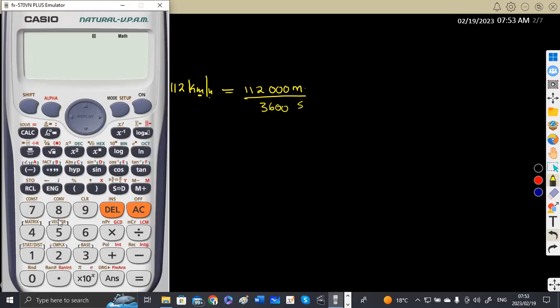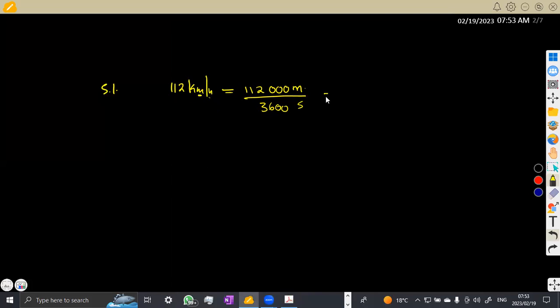Let's try to divide and see what we're going to have. 112,000 divided by 3,600, we are going to obtain 31.111 and so on, which you can just write as 31.11 meters per second. Or you can use this conversion: 1 meter per second is equal to 3.6 kilometers per hour.